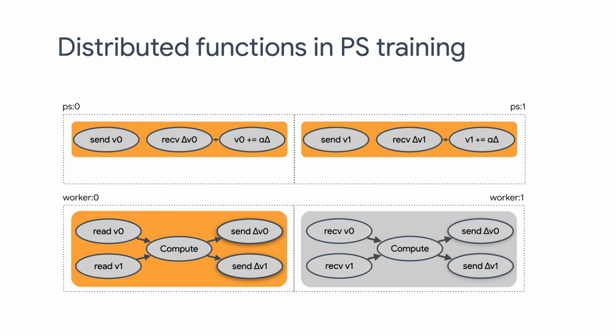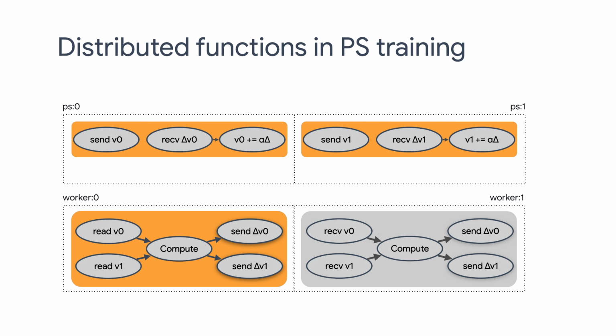So here it shows that the function on worker 0 gets partitioned as 3 component functions. One of them is located locally on worker 0, and the others are located remotely on PS0 and PS1, respectively. The local subfunction on worker 0 is mainly responsible for model computation, and the ones on PS are for sending variables and aggregating the gradients.